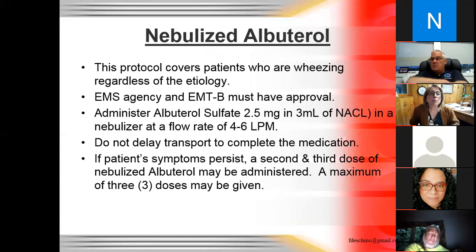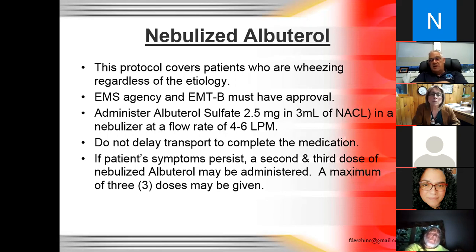Okay, so nebulized albuterol. This protocol now, the new one, says that if a patient's wheezing, use albuterol. I know some of you remember that there had to be a history of asthma, and they had to be between the ages of 1 and 65, previously diagnosed with asthma, and so on. They took all that out. There's no more ages. There's no more asthma. If the patient is wheezing, you can use albuterol regardless of the etiology of the wheezing.